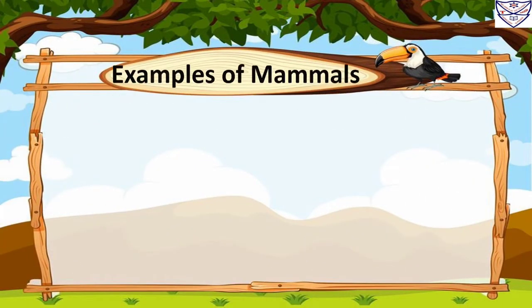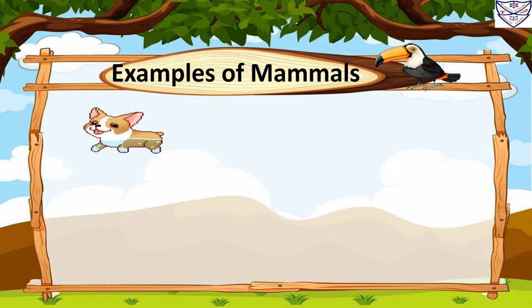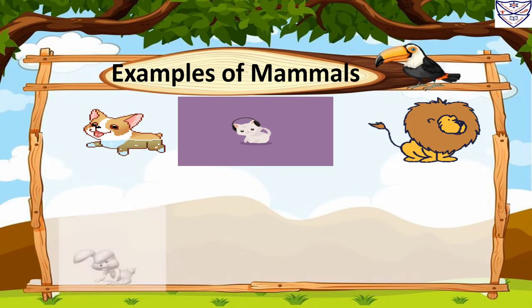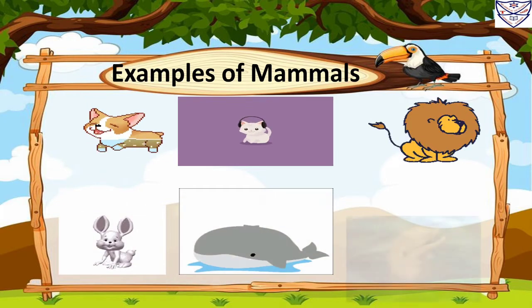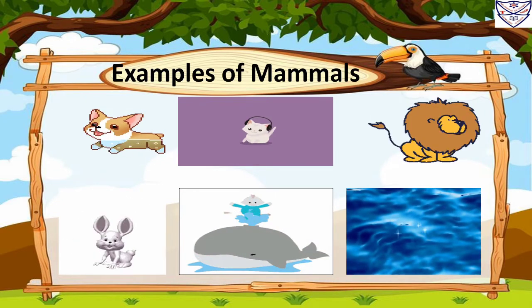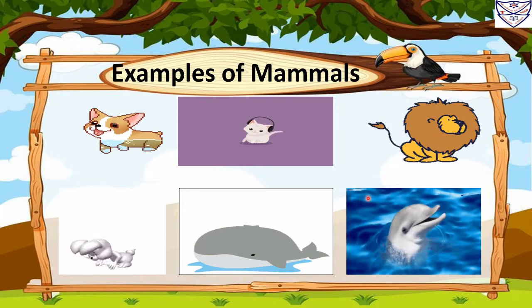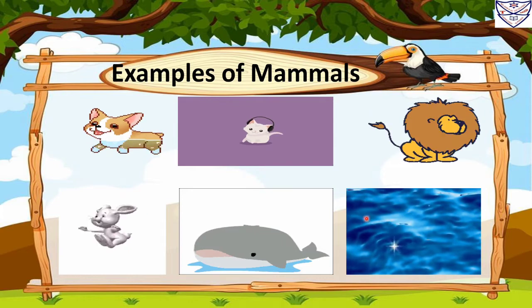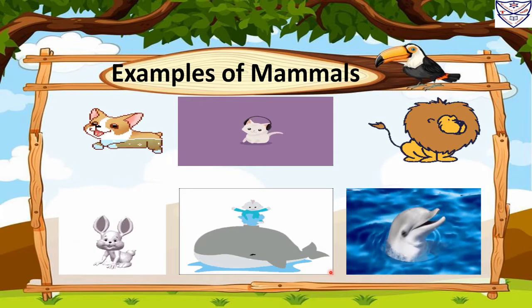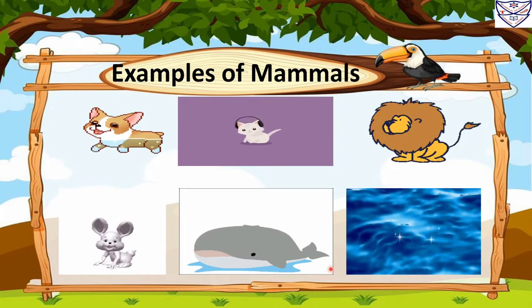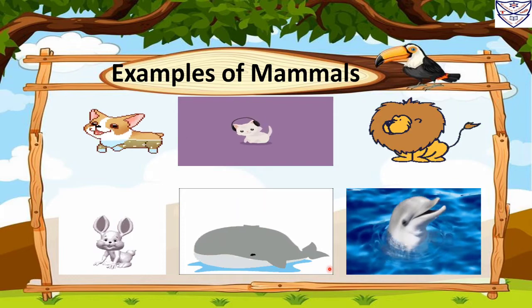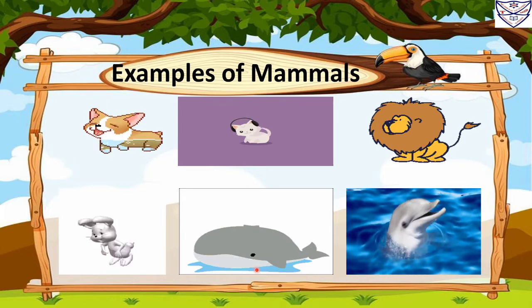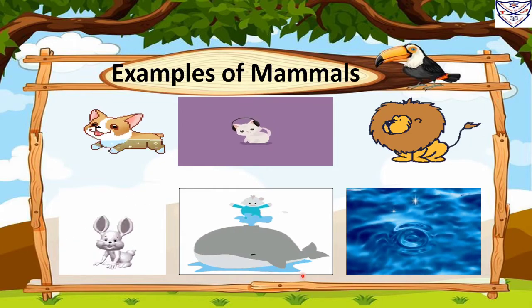Examples of mammals: human beings along with dog, cat, lion, elephant, deer, cow, buffalo, hippopotamus, zebra, giraffe, monkey and rabbit. And whales and dolphins are mammals found in water, but they do not have hair on their body. Mammals live on land and breathe through lungs, and whales and dolphins come out to the surface frequently to breathe in air.